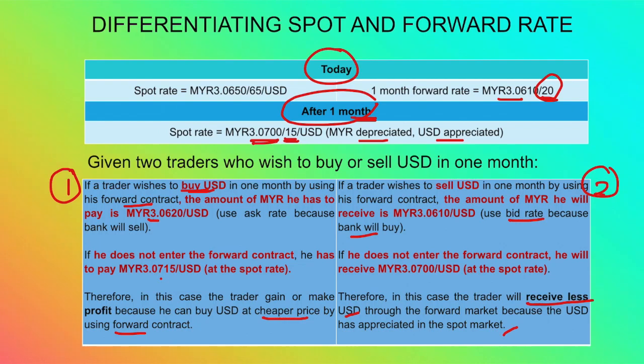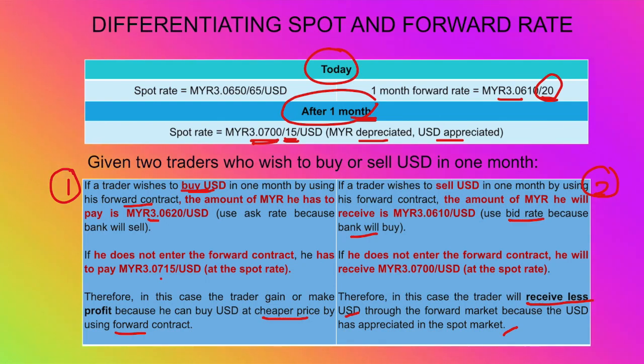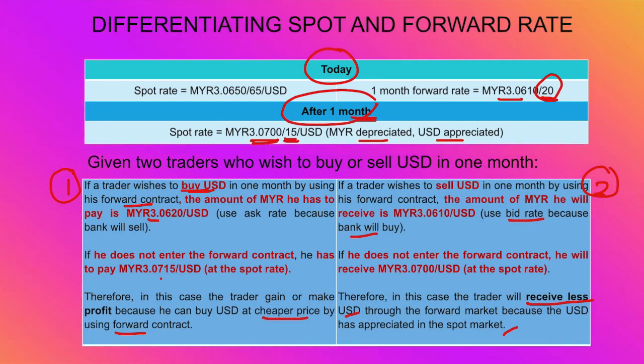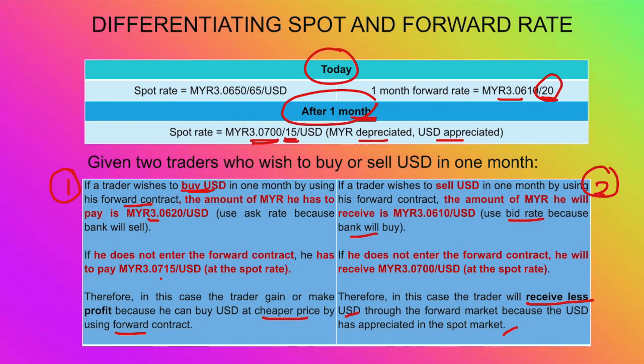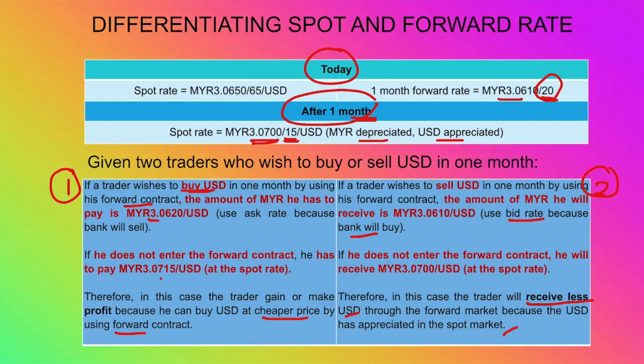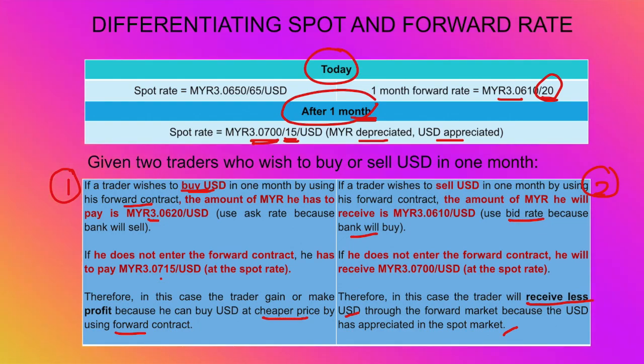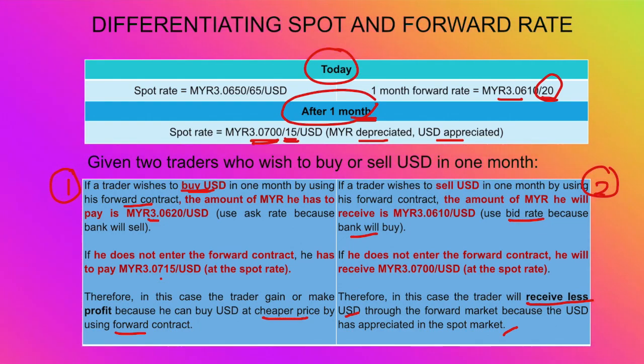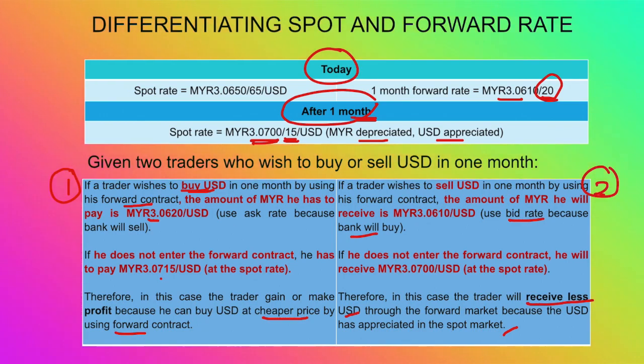Okay, can you see the difference between these two situations? Okay, please take some time to understand the situation. This one wishes to buy US dollar in 1 month, and this one wishes to sell US dollar in 1 month by using his forward contract. So they will get the profit or receive less US dollar through the forward market.